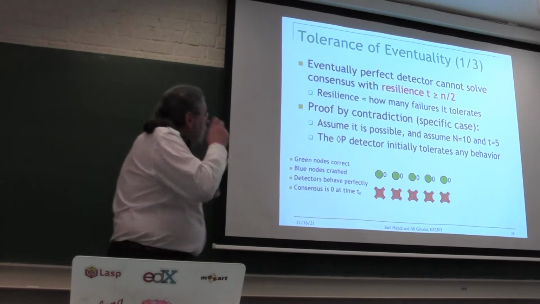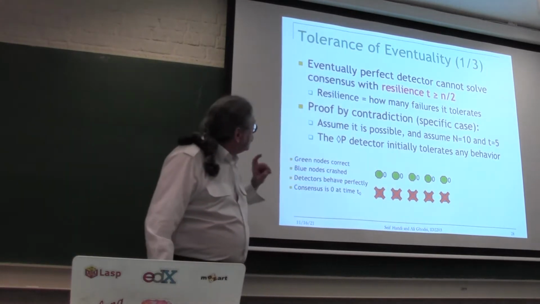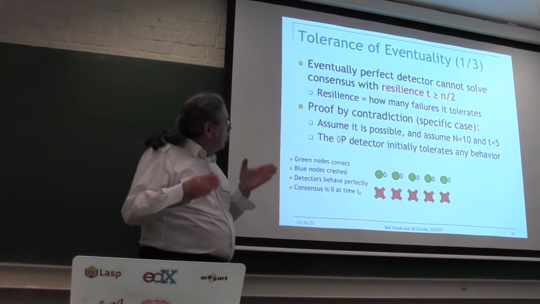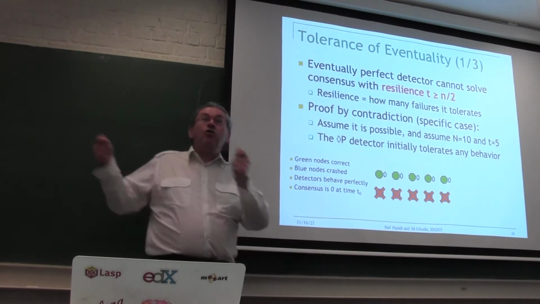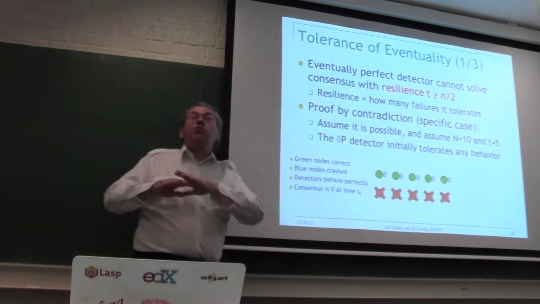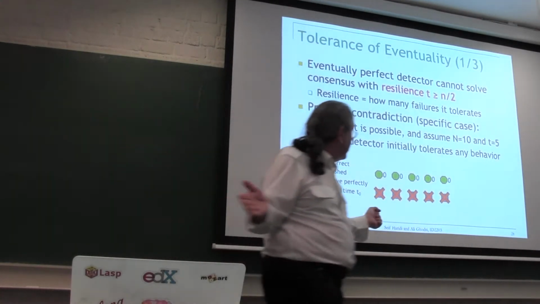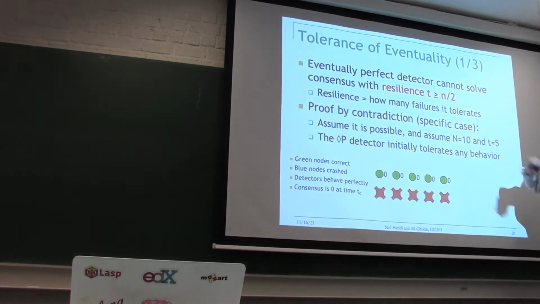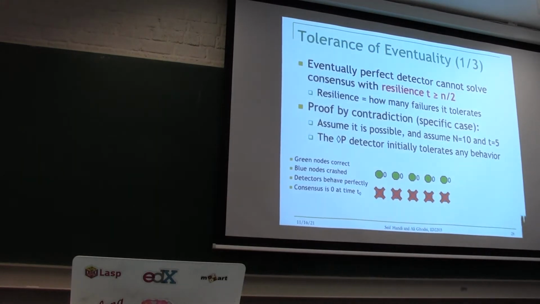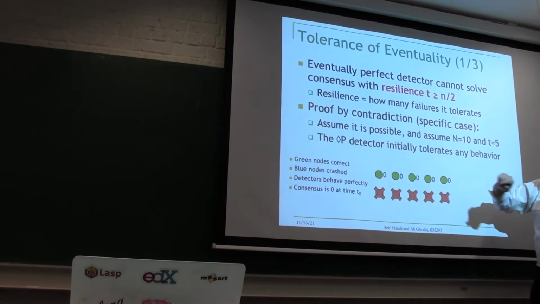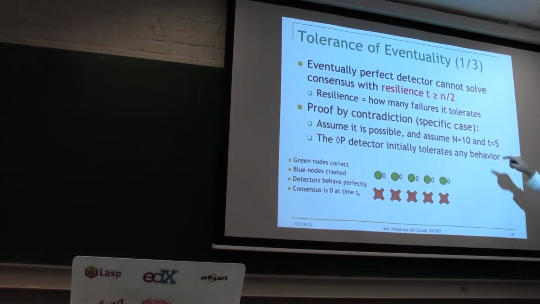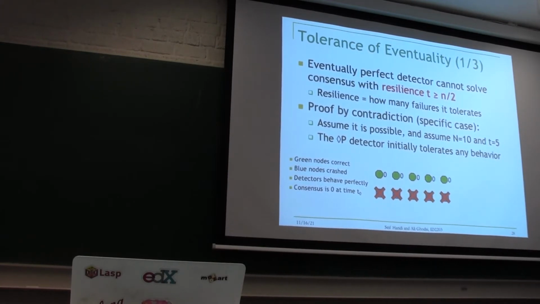We're going to make a proof by contradiction. I'm going to assume that I have a consensus algorithm that works for n over 2, and then I'm going to show you a contradiction. I'll show you a special case, but you can easily see it works for any number. I'm going to show you the case where you have 10 nodes, and we have an algorithm that works if you have 5 failures. So we assume that we have a consensus algorithm that works for 10 nodes and resists up to 5 failures.